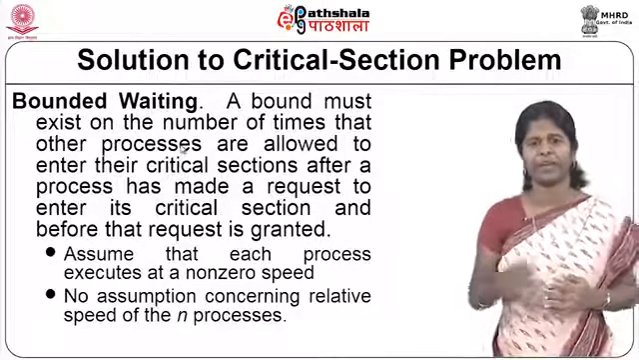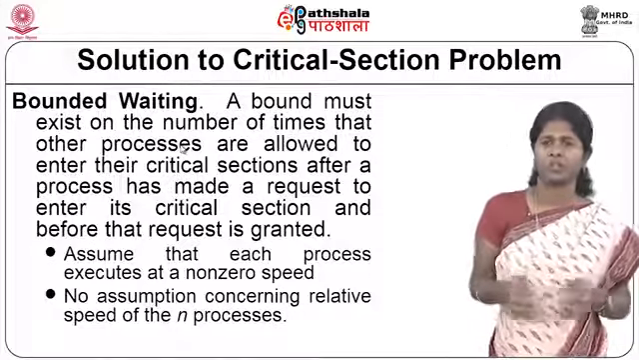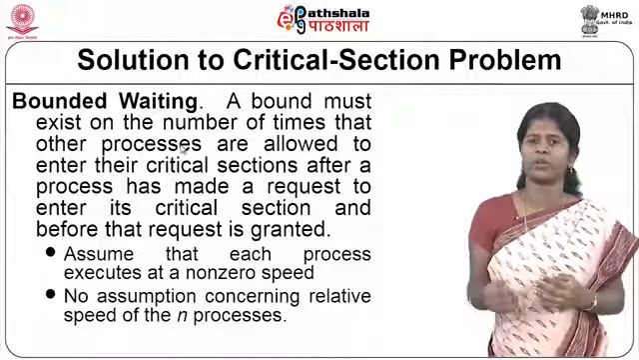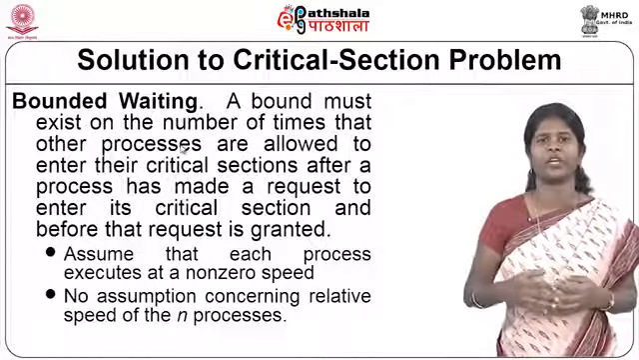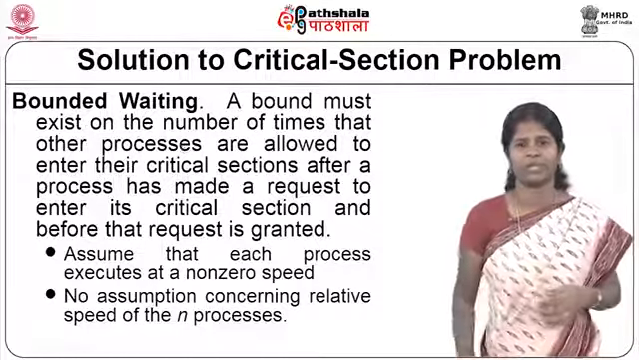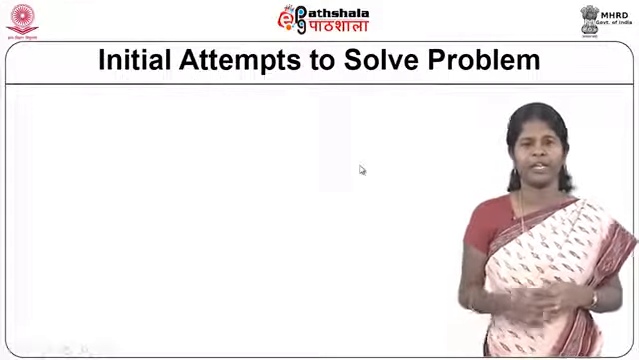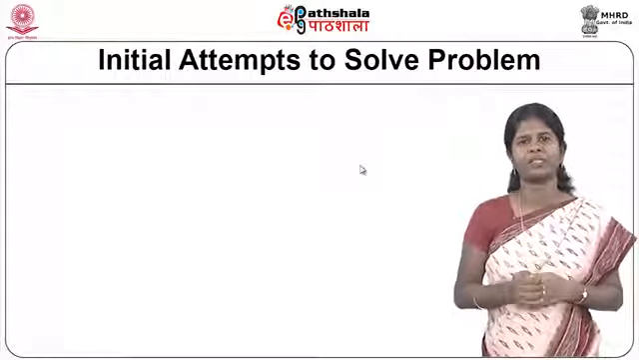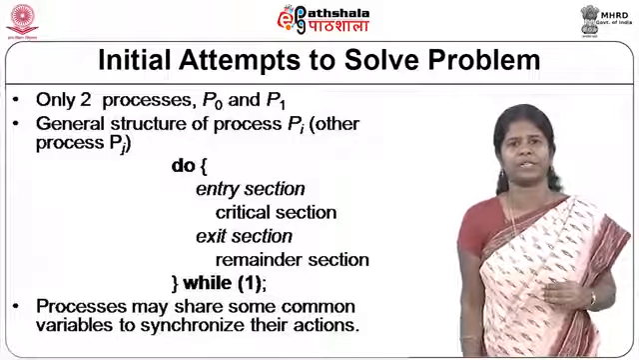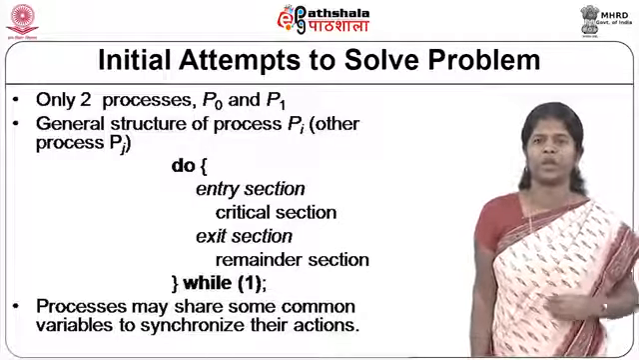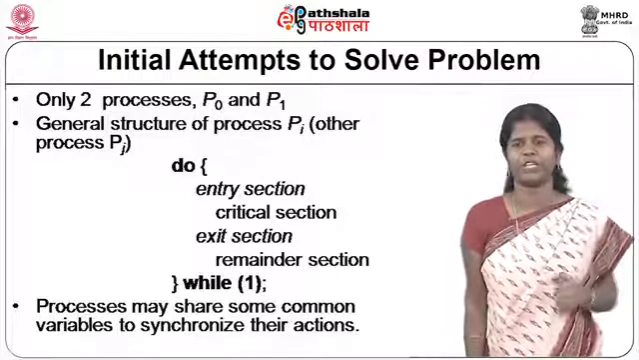And here we assume that each process executes at a non-zero speed, and there is no assumption concerning the relative speed of the different processes that are executing. All these are assumptions that have been made, and many attempts have been made to solve this critical section problem. So we will look at one attempt that was used to solve it. This was the initial attempt that was made.